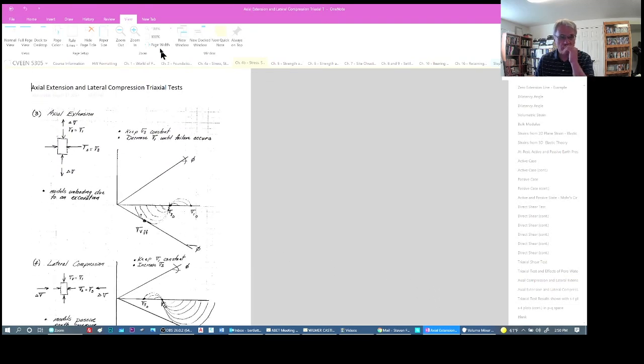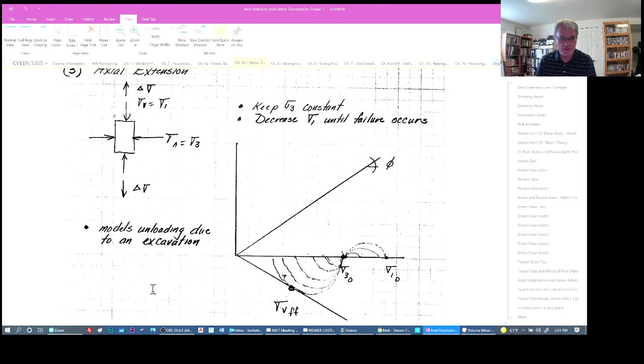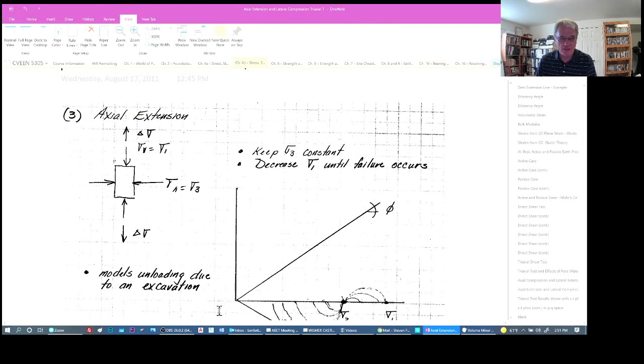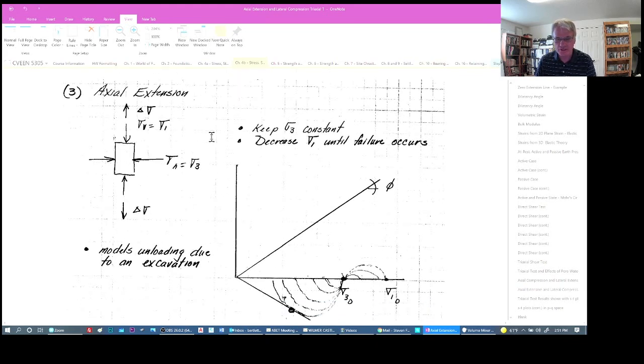Okay, let's continue on. There's 4 ways that we can bring a specimen to failure in the triaxial device. The other is essentially called axial extension. So we start this test again with sigma 1, the vertical stress, greater than the horizontal stress, the confining stress, and consolidate here. But now we start pulling the vertical stress away, so we're actually pulling on the specimen in extension. That's why it's called axial extension.